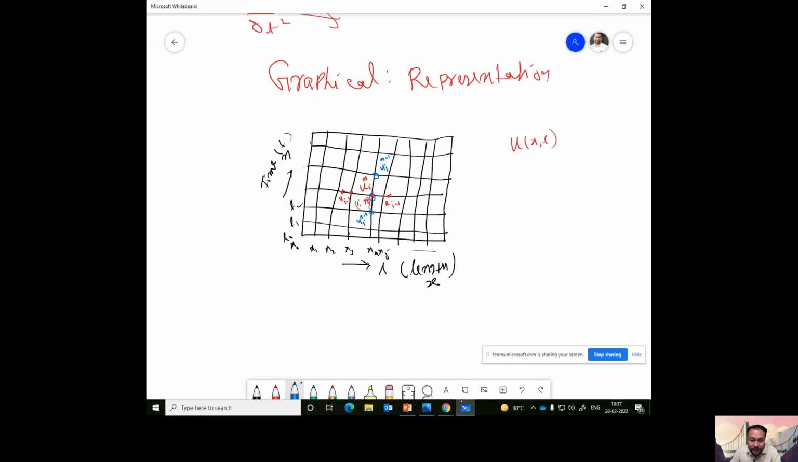See, the distance between two consecutive points along the x-axis is represented by delta x. The distance between two points along the y-axis is represented by delta t, right? The distance between two consecutive points is delta x along this axis, and the distance between two consecutive points along this y-axis is delta t.